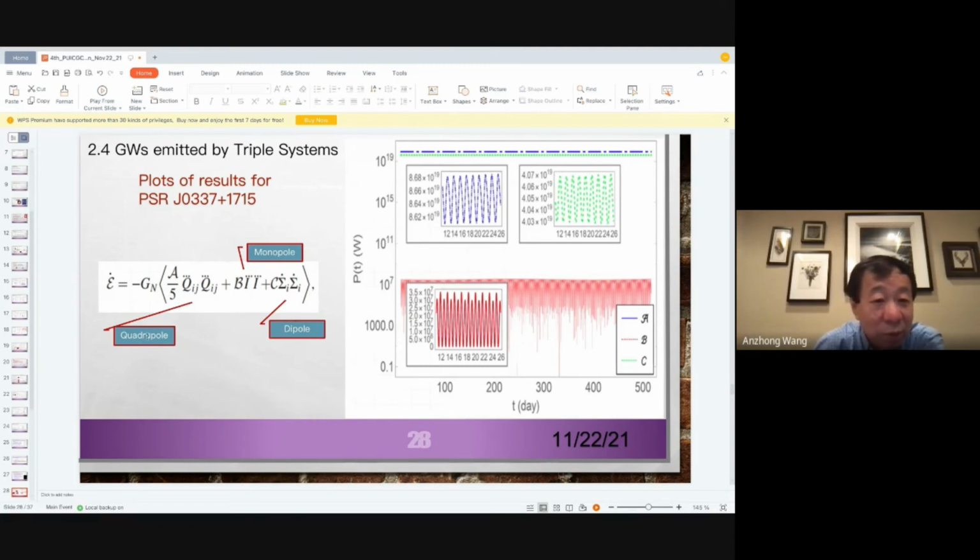In Einstein's theory, we have only quadrupole radiation. But in Einstein-ether theory, the dipole has almost the same amplitude. So this tells us that if we have a triple system, then through the observation of dipole and quadrupole, we can distinguish Einstein's theory from Einstein-ether theory, since in Einstein's theory there is no dipole radiation.